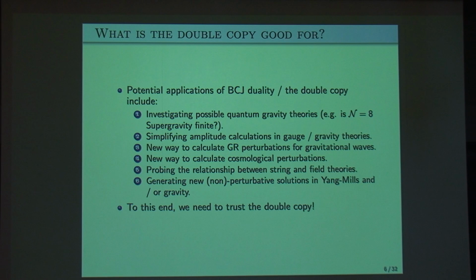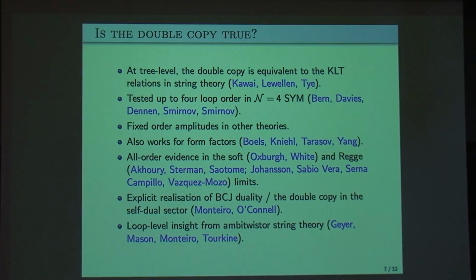So I've talked about this thing as if it's true. Is it? Well, there is a mounting body of evidence that this thing is actually true. At tree level, it's known to be equivalent to the KLT relations in string theory. It's been tested very impressively up to 4-loop order in N=4 super Yang-Mills. There's also been a lot of fixed order amplitudes calculated in other theories, including completely non-supersymmetric theories. I'm afraid I haven't put a list of authors there because it would just be very long. It also works for form factors as well as amplitudes. And then there are certain kinematic limits of amplitudes where we actually know the structure to all orders in perturbation theory.